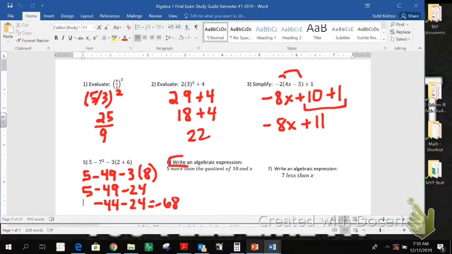Write an algebraic expression 5 more than a quotient of 10 and x. So more than, I put plus 5, adding 5 to something. The quotient of 10 and x. Order matters. So 10 over x plus 5, quotient means divide. Write an algebraic expression 7 less than x. With division and subtraction, the order matters. So if I'm 7 less than x, I'm taking 7 away from x.